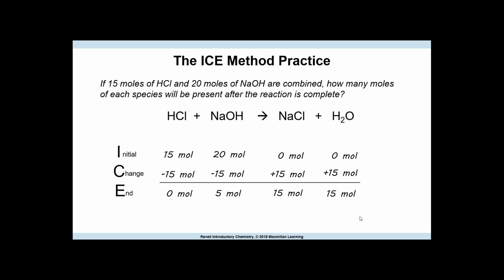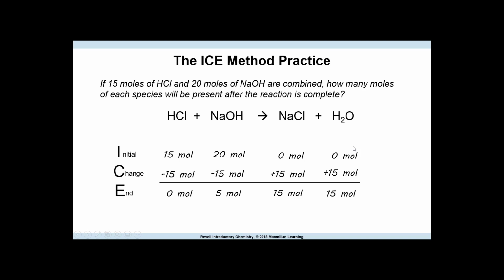Okay, if 15 moles of HCl and 20 moles of sodium hydroxide are combined, how many moles of each species will be present after the reaction is complete? Write out the balanced equation, put the ICE table, start with the starting amounts. So you'll always have amounts here, and you'll always have zeros on this side because the reactions have not occurred. When you get to change, that's when the reactions are occurring.